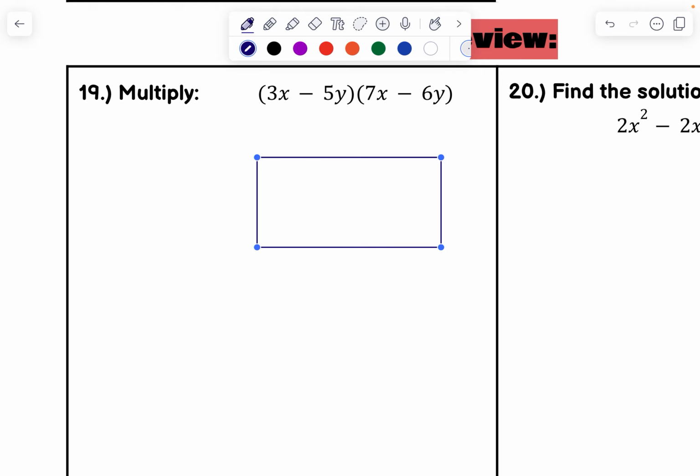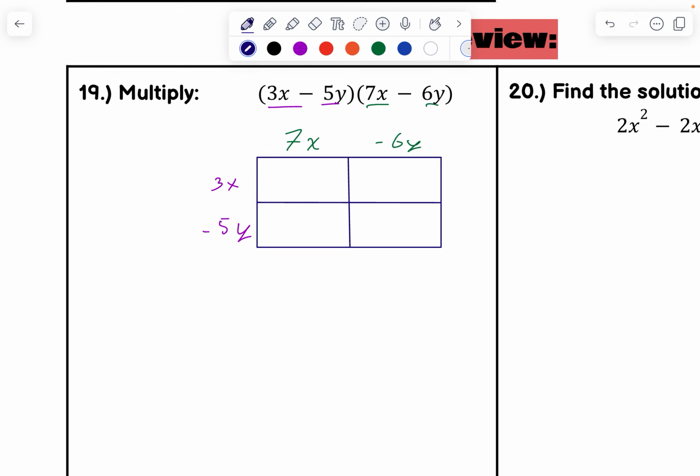Let me set ours up. So we have a box. We're going to cut it in half vertically, horizontally. And I know a lot of you don't. I've seen a lot of you multiply by using distribution like that, which is fine. If that's your way to do it, that's great. But if you're a little nervous about it, you want to keep things organized, maybe this is the better way to do it. I'm going to put 3x minus 5y here, 3x minus 5y. And then 7x minus 6y can go here, 7x minus 6y. And we could start multiplying.